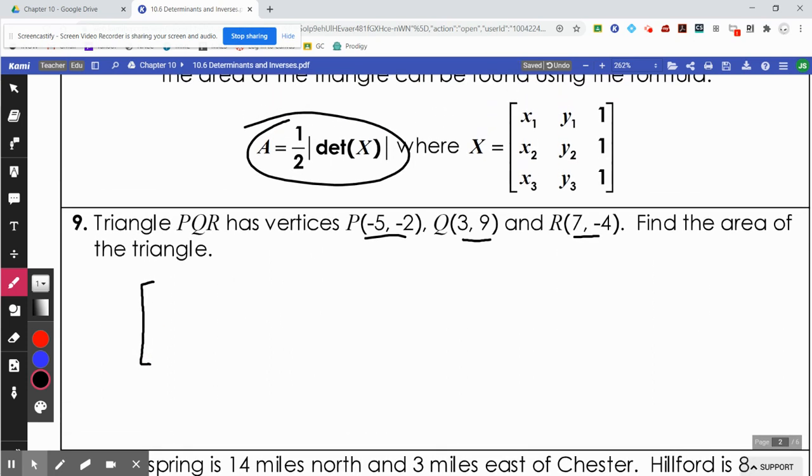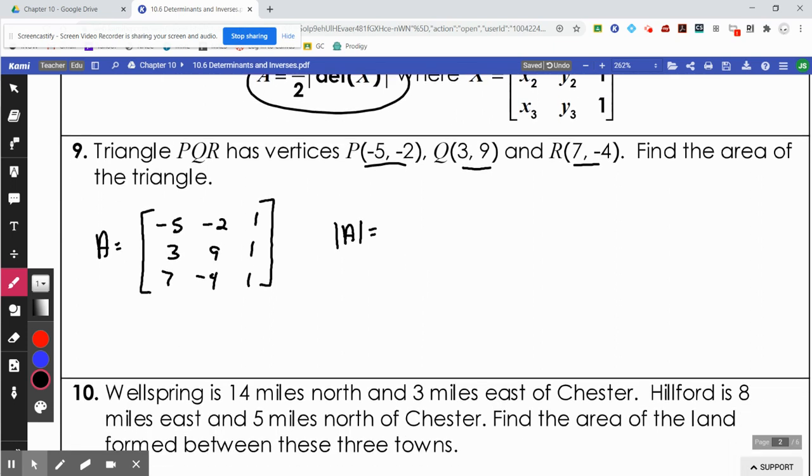We have, again, negative 5, negative 2, 3, 9, and 7, negative 4 are our three coordinates. We can simply put ones in that last column. Let's find the determinant. So we'll call it matrix A. So therefore, the determinant of A, again, we can do it with absolute value bars. What we're going to have to do is recopy those first two columns again. So let me space this over a little bit. Negative 5, 3, 7, negative 2, 9, and negative 4.